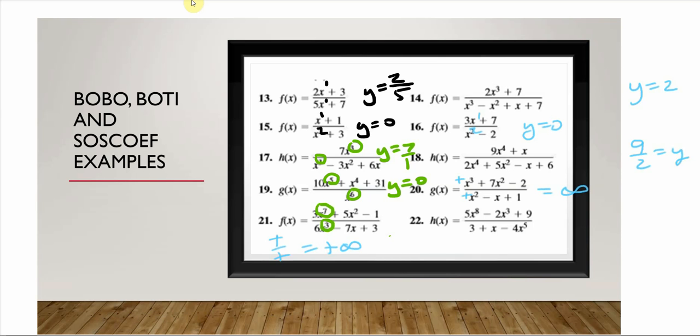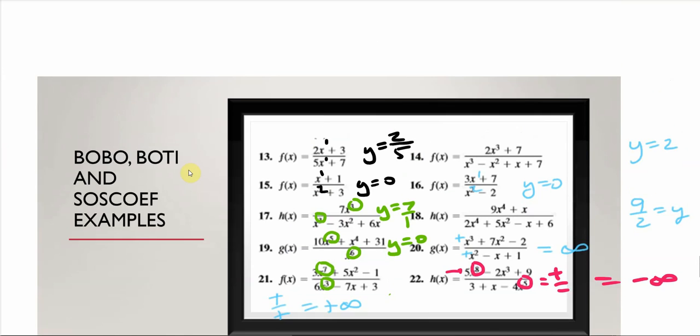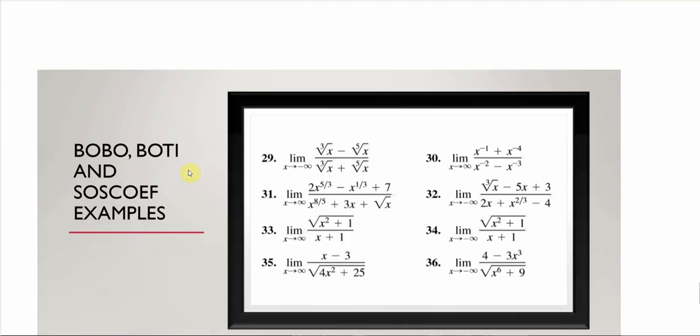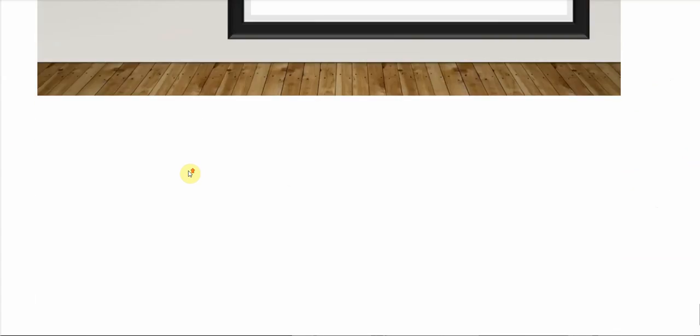And on this one, this is a great one because if you notice, I have an 8 here and a 5 here. So this one here is going to be positive, while this one's going to be negative. So that's going to tell me that my answer is going to be negative infinity. And those are examples of Bobo, Bowtie, and Soskov, which are limits at infinity. And there's more here, but I'm not going to go into those.